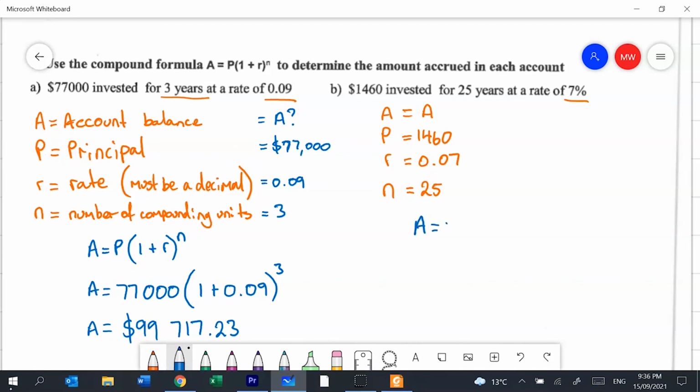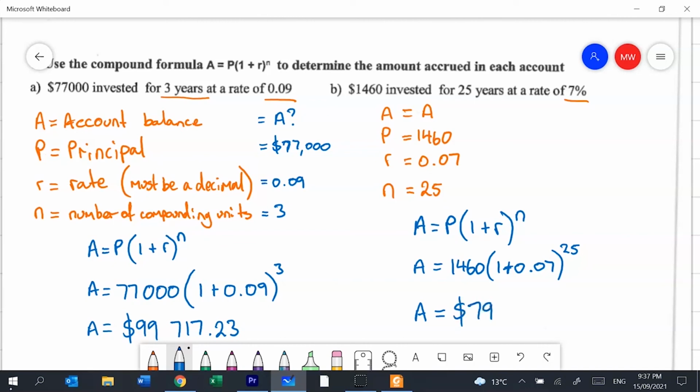So the A will be P times 1 plus R to the power of N, which means that A will be a principal of 1,460, 1 plus 0.07 to the power of 25. Pop it in your calculator exactly as you said, and the amount will grow to 7,924 and 5 cents. And that's the end.